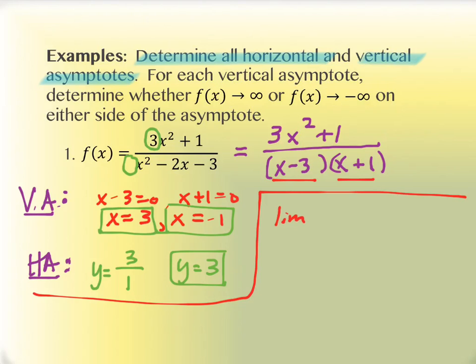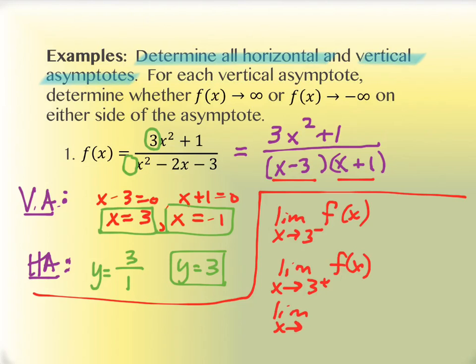It's asking me to find the limit as x approaches 3 from the left of my function, the limit as x approaches 3 from the right of my function, the limit as x approaches negative 1 from the left of my function, and the limit as x approaches negative 1 from the right of my function. 4 limits I'm going to find. And I'm going to find them using a calculator. So grab your calculator out and plug this equation into your calculator. Graph it.